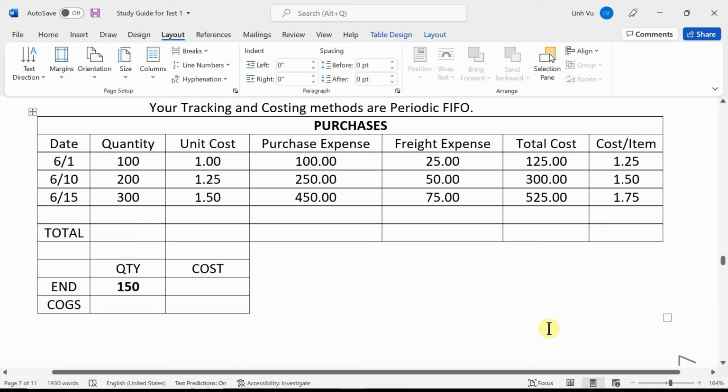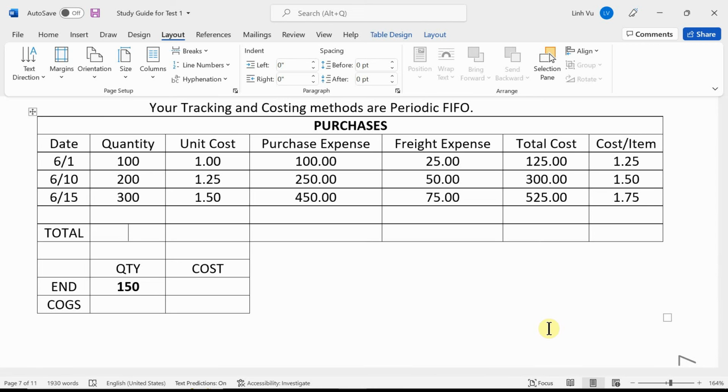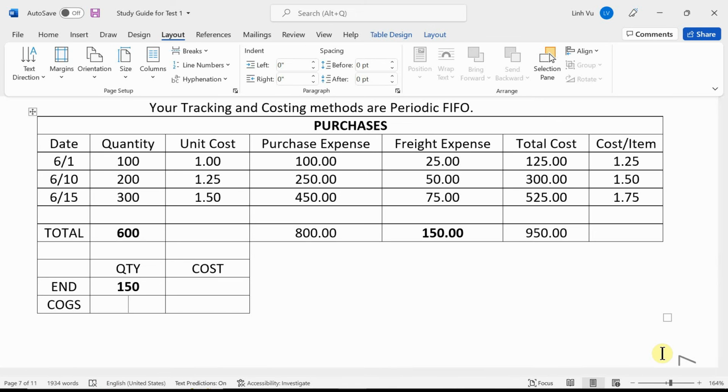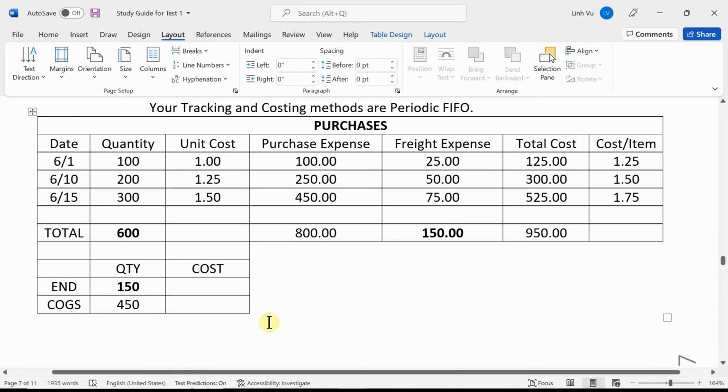So what was my total units that I purchased? 600. 600 with my total purchase price $800, plus my freight, 150, making my total cost to be 950. Good. Okay. So now if I started out with 600 units and I have 150 left, how many did I sell? 450. Okay. So now we need to solve for my inventory, right?